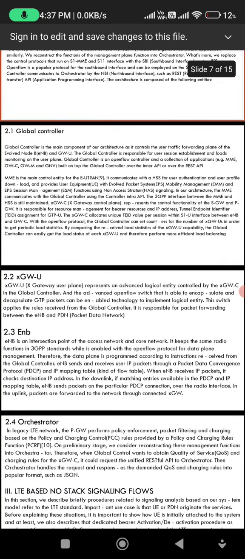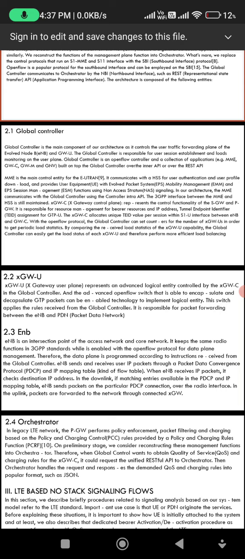Global controller. The global controller is the main component of our architecture, as it controls the user traffic forwarding plane of the evolved node and GWU. The global controller is responsible for user session establishment and load monitoring on the user plane. The global controller is an OpenFlow controller, and a collection of applications is built on top of the global controller over the inner API or over the REST API.